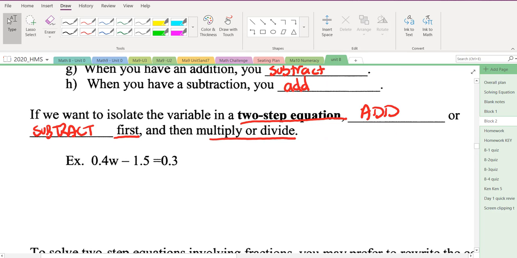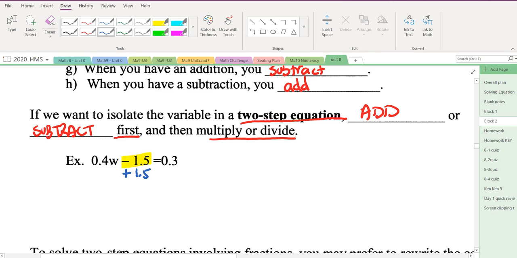So this is a standard two-step question. The first thing we're going to do is get rid of the number that requires adding and subtracting. So which would be this one. There you go, this is negative 1.5. What is it doing to the variable? Our variable is w. Is it adding, subtracting? What is it doing? Levi? Subtracting. Yeah, so what's the opposite of subtracting? Addition. Adding.